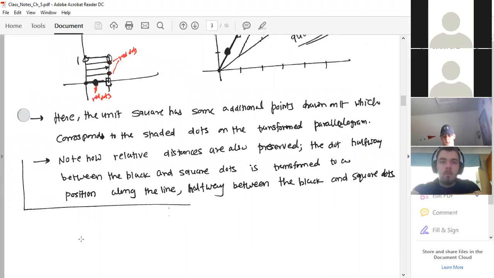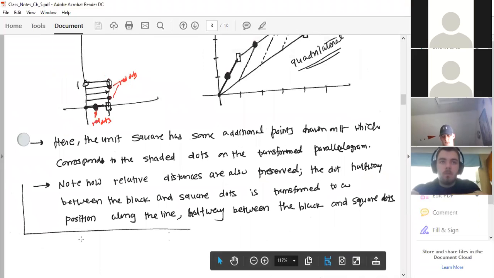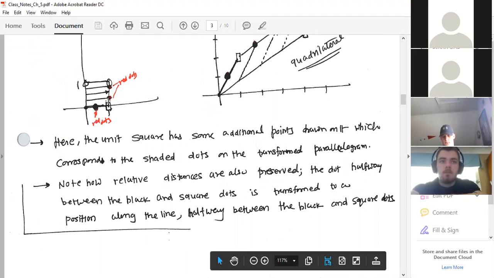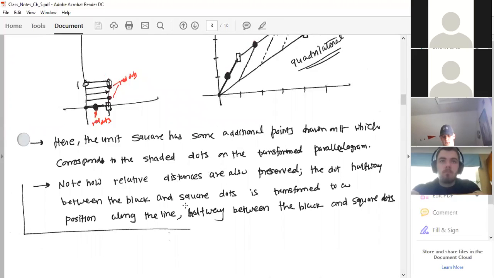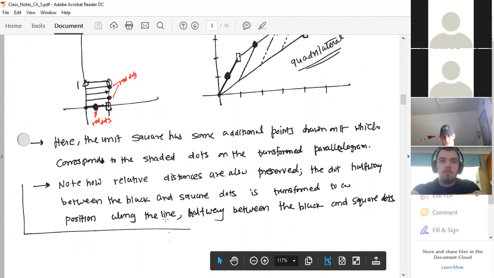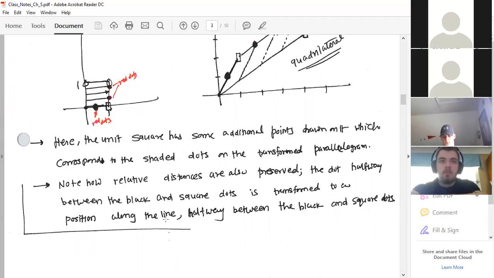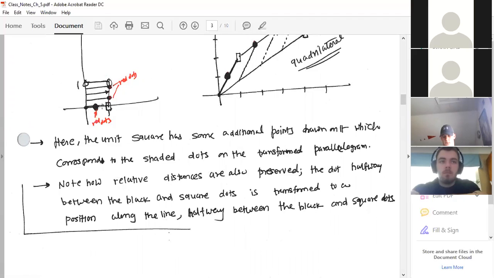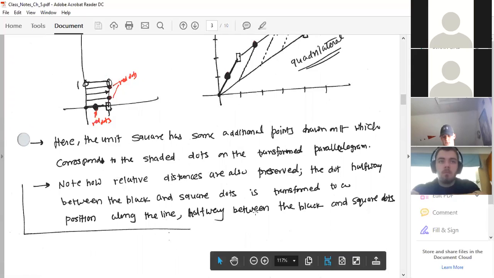Here the unit square has some additional points drawn on it, which correspond to the shaded dots on the transformed parallelogram. So this dotted line, this highlighted black line that is over here, look at here. The unit square has some additional points drawn on it, which correspond to the shaded dots on the transformed parallelogram. Note how relative distances are also preserved. That is, whatever distance you have, that distance is preserved over here.